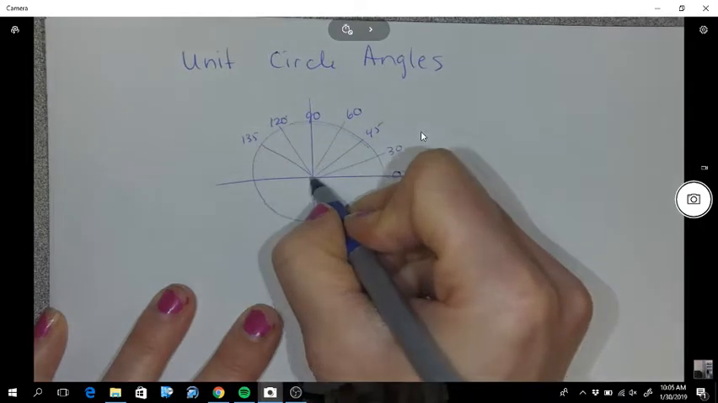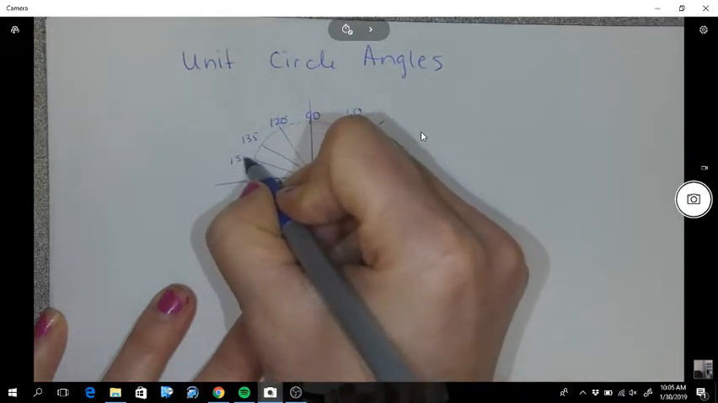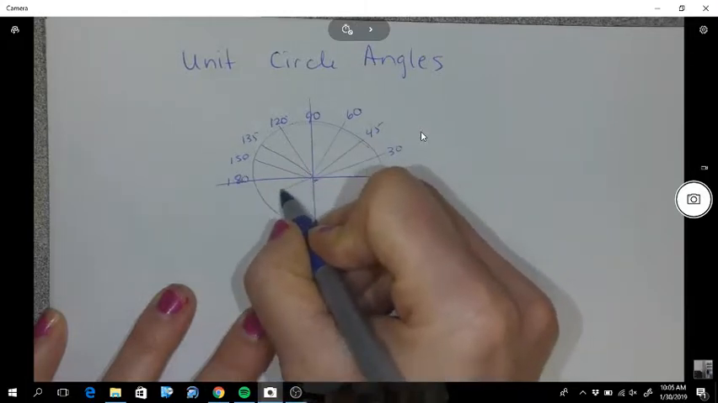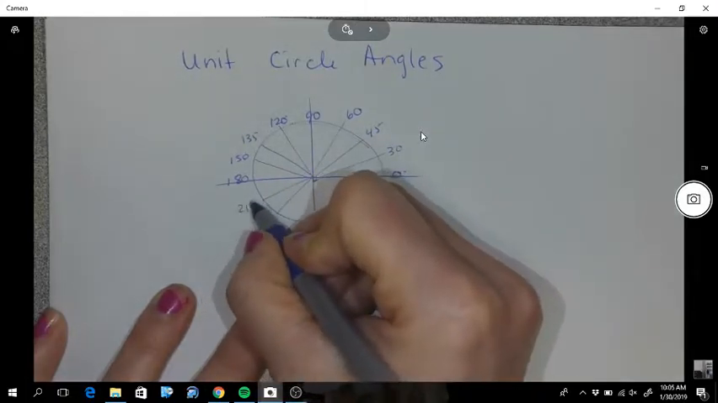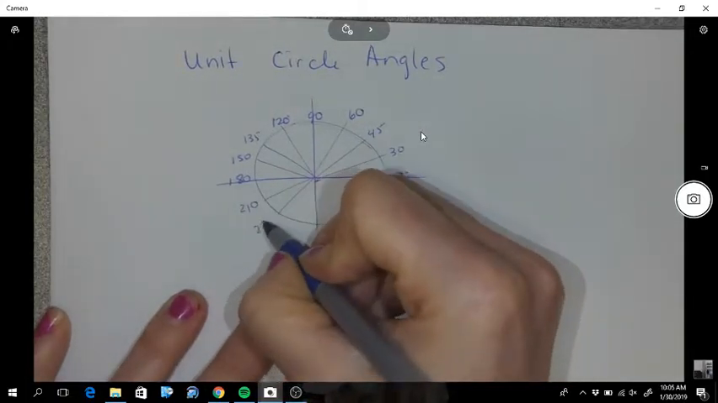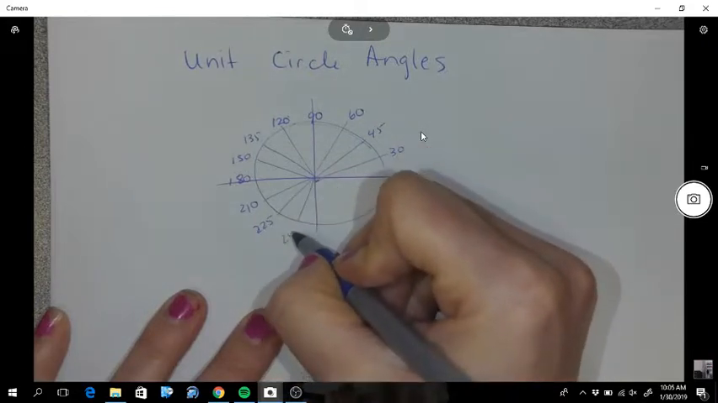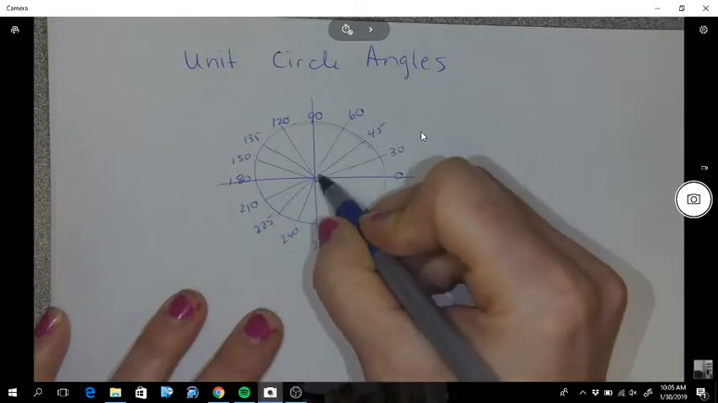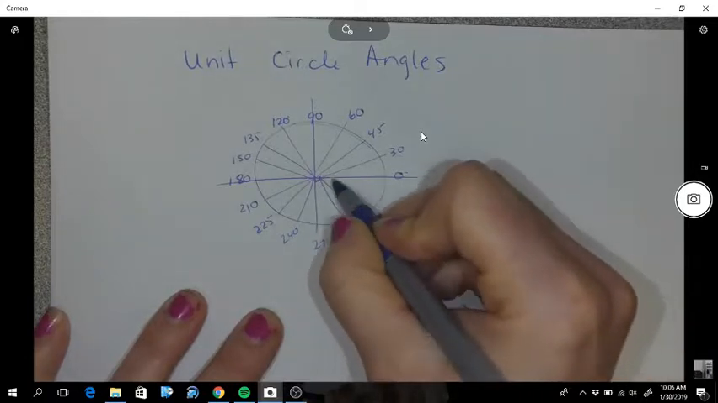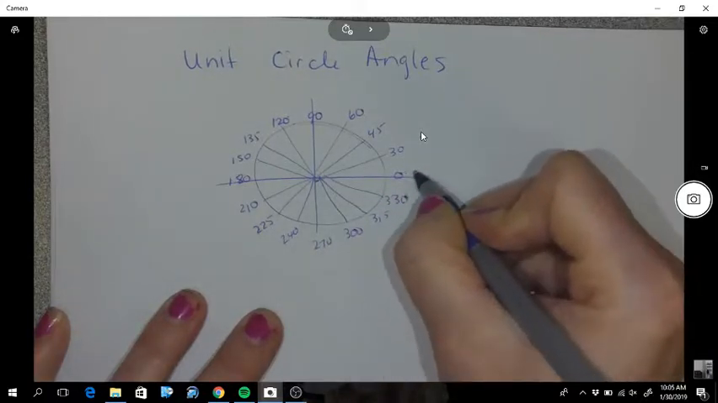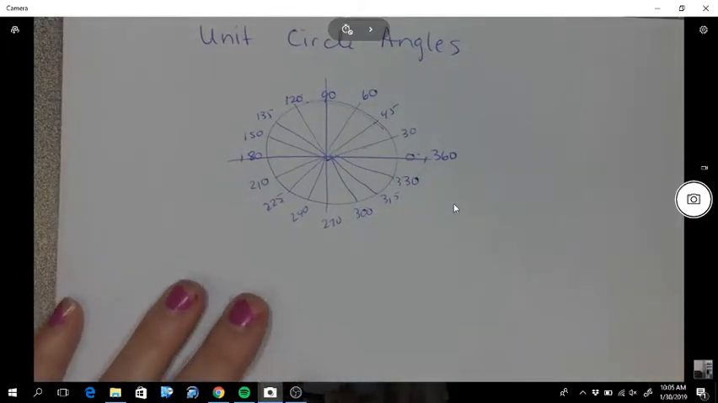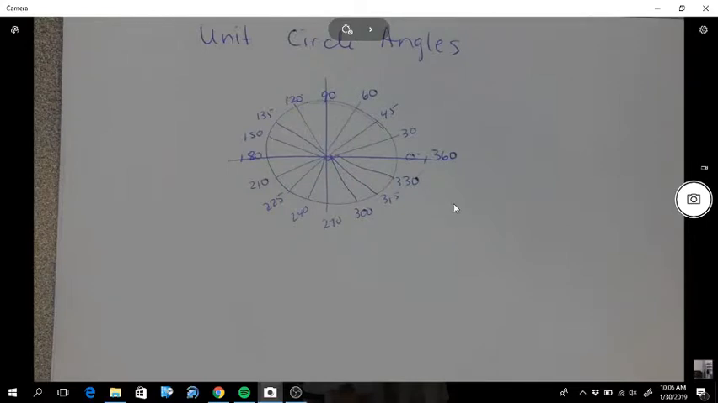45, 60, 90, and continuing that pattern you get 210, 225, 240, 270, 300, 315, 330, and 360. Okay, so how do we keep recognizing all those special angles but in radians now?